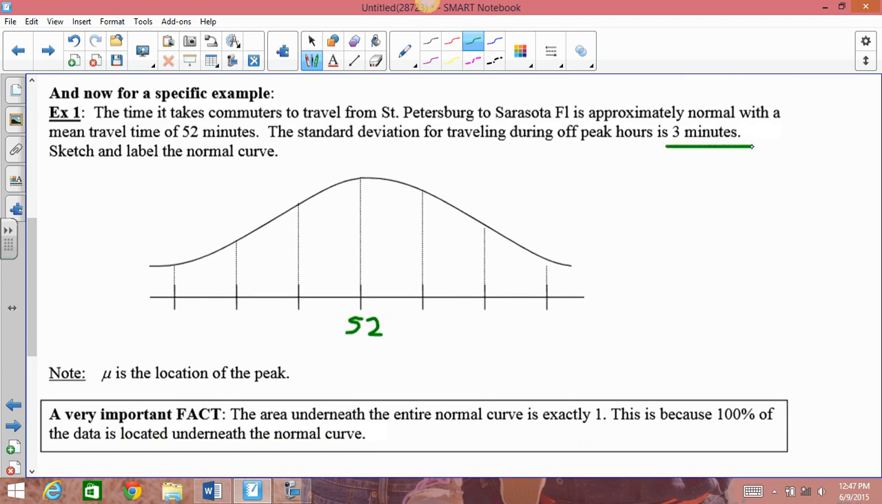That means 1 standard deviation above, I'm going to add 3 minutes, so that'd be a 55-minute commute. 2 standard deviations, add 3 more minutes, so 58 minutes, add 3 more minutes, a 61-minute commute. Let's go below, subtracting 3, so that's going to put me at a 49-minute, 46, or 43-minute commute, and I'm just going to label this down here as commute time.